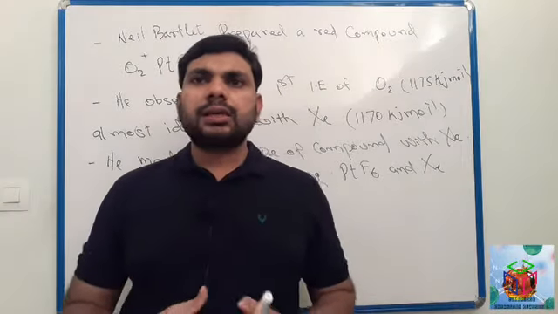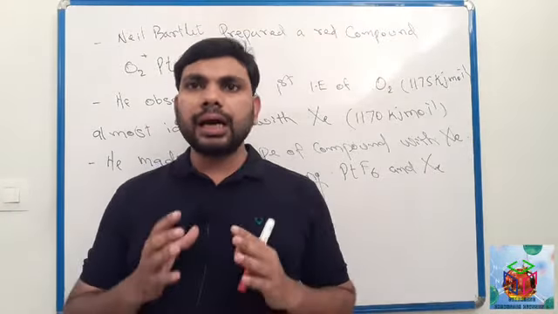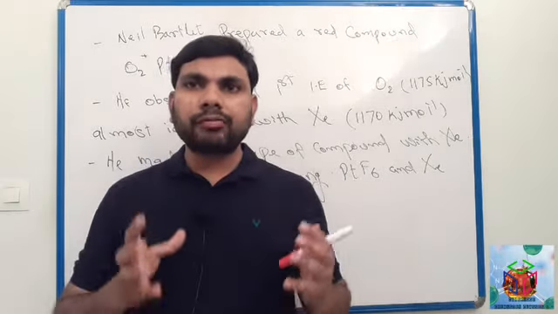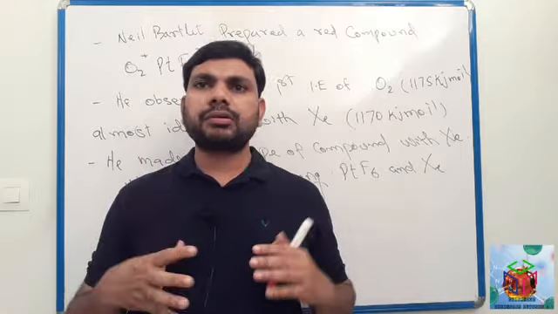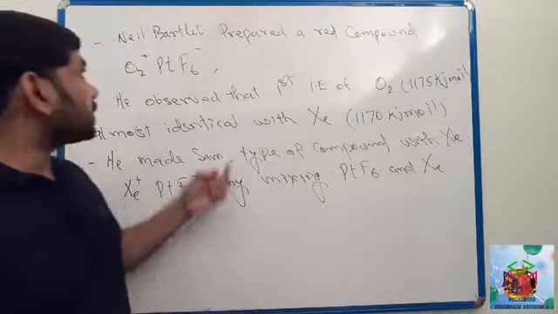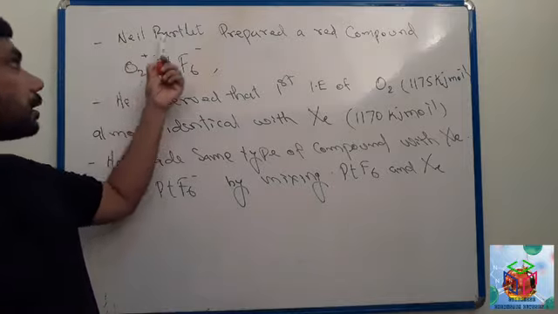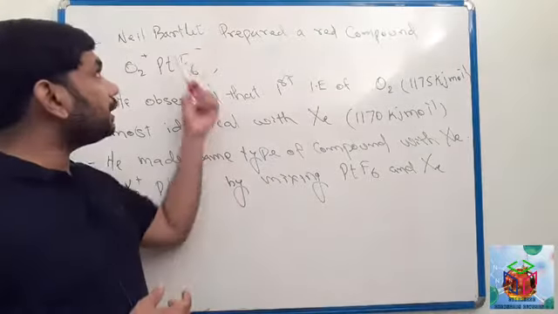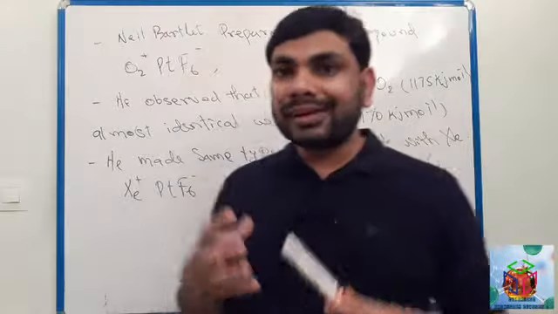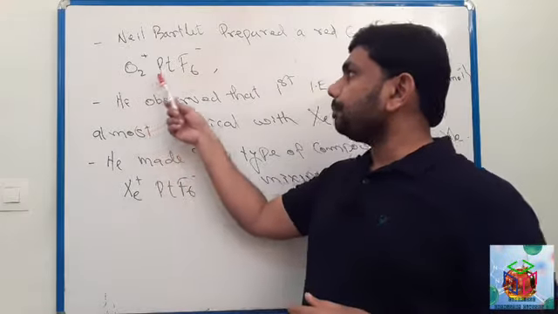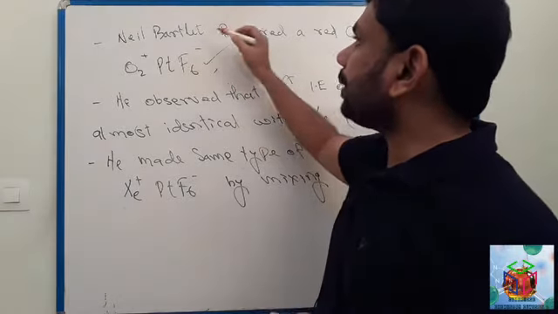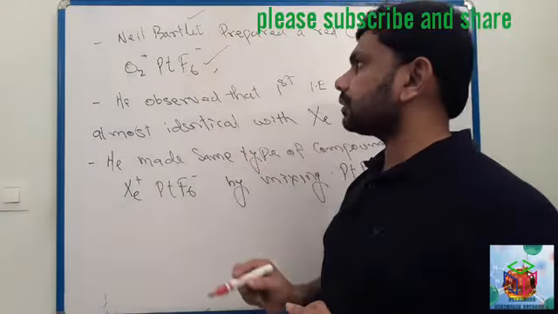We discussed that noble gases are highly unreactive. They produce very rare compounds. So look here, the scientist Neil Bartlett made a compound. He made a red compound, O2PtF6. This is one red compound made by the scientist Neil Bartlett.